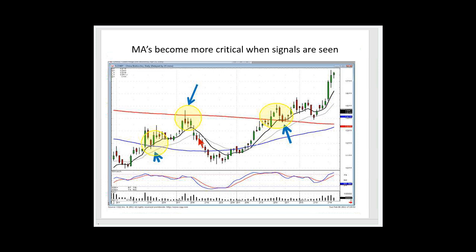Now we did this one. Fails, comes up, goes through, and then we see exactly whether that is going to be acting as resistance or support once they go through.